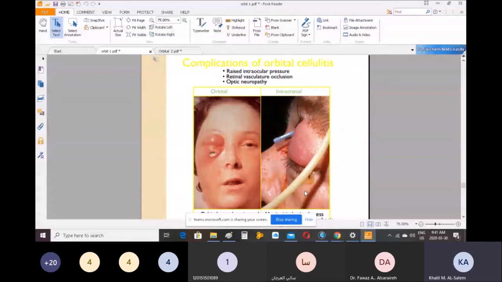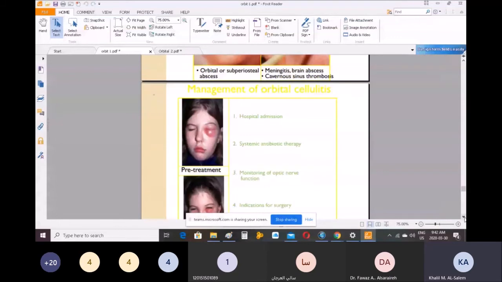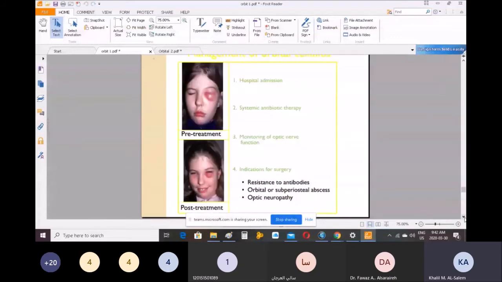However, if you leave the patient untreated, this can have a really grave outcome. So management: always hospitalize those patients, give systemic antibiotics, monitor optic nerve function, and whenever you see a change, or a focal collection, you have to rush into surgery.